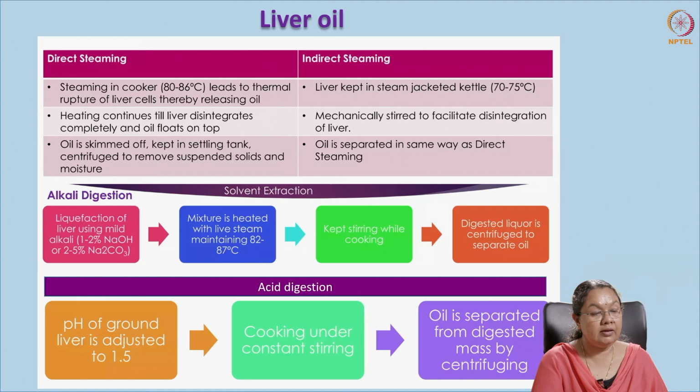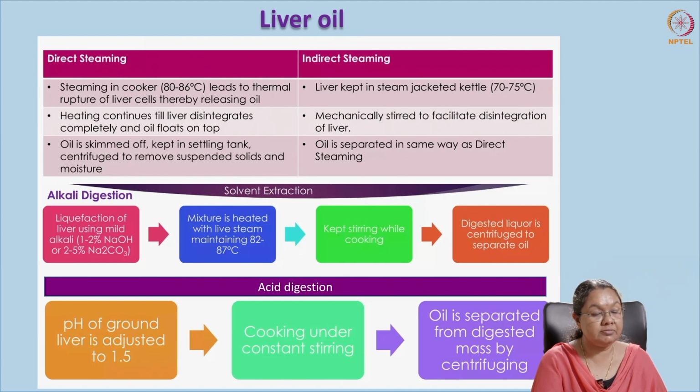And in the case of the indirect steaming method, we can go for mechanical methods also. We can employ the same method as in the direct steaming method. Sometimes we also go for alkali digestion. Here an alkaline solution is added, and sodium bicarbonate or sodium hydroxide is added, which makes the sample alkaline and helps in extracting the oil. This is maintained at 80 to 87 degrees centigrade, and then the digested liquor is collected and oil is separated from this. There is also the acid digestion method.